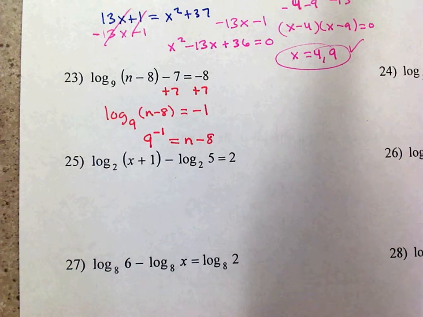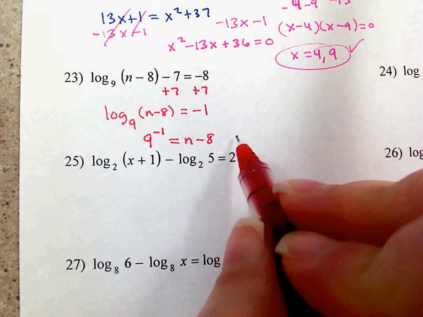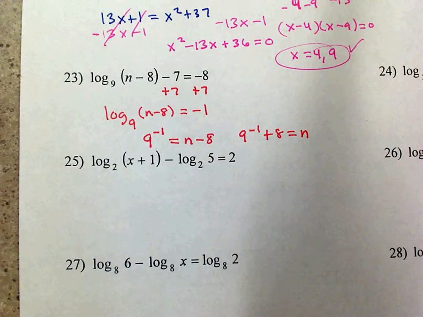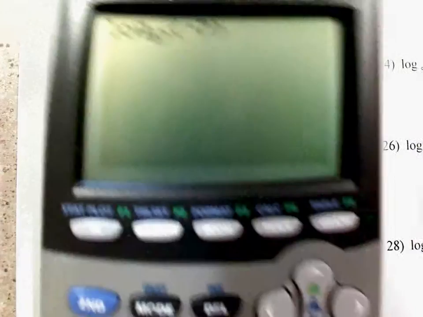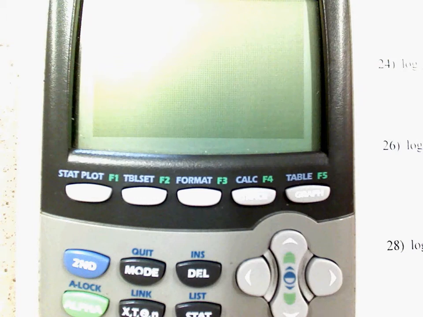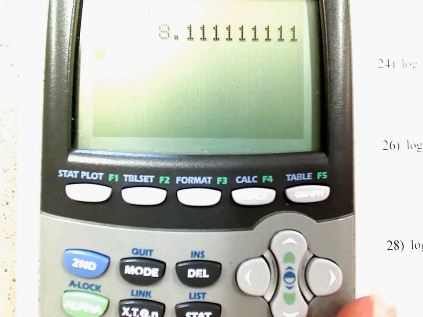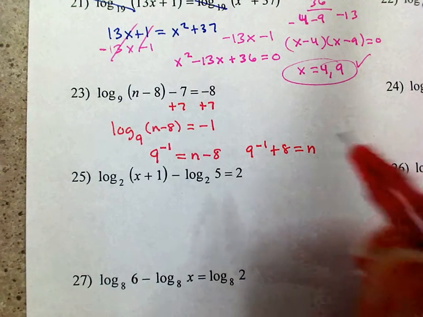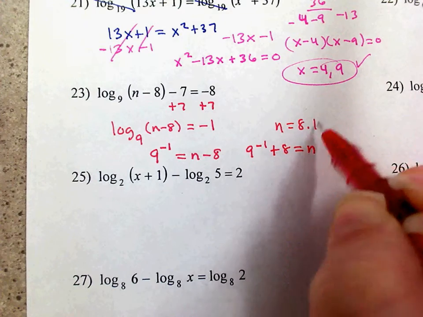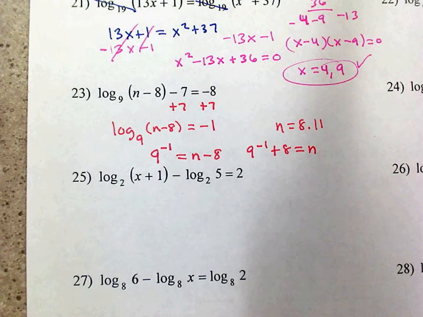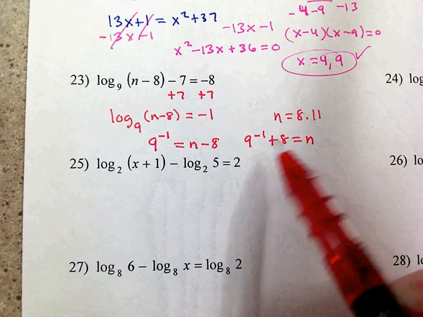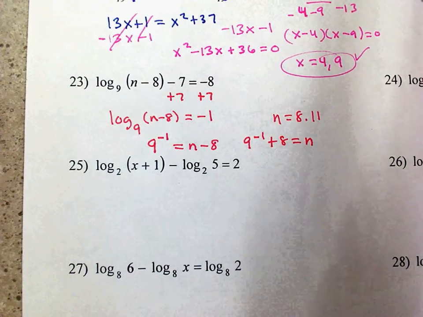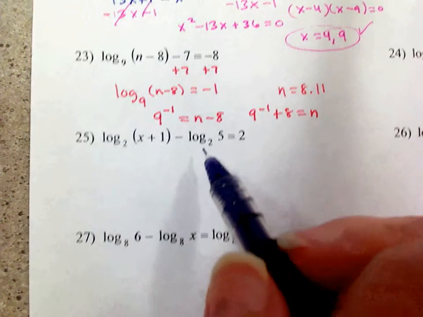Well, you got to solve for n. So what do you do? Add 8. 9 to the negative 1 plus 8 equals n. Could you type that in to find the final answer? Good. 9 raised to the negative 1 and then plus 8. You missed a 1. Okay, so n equals 8.11, or 1 repeating, right? If you left it as that, it would be correct. Okay, so what do I do here?